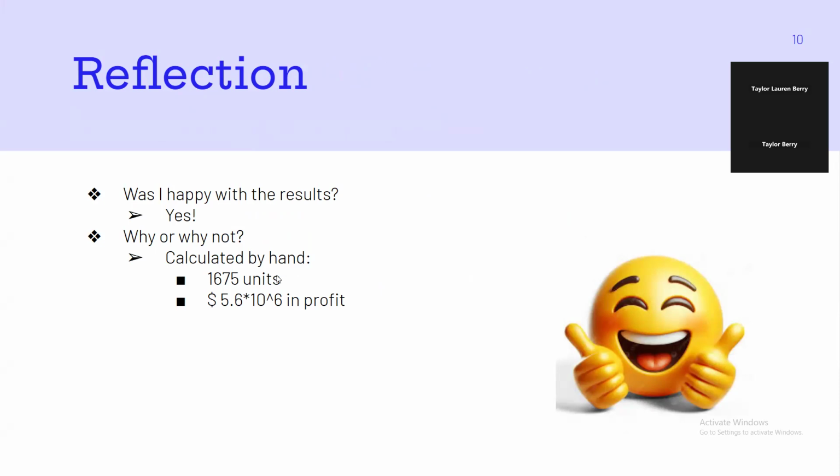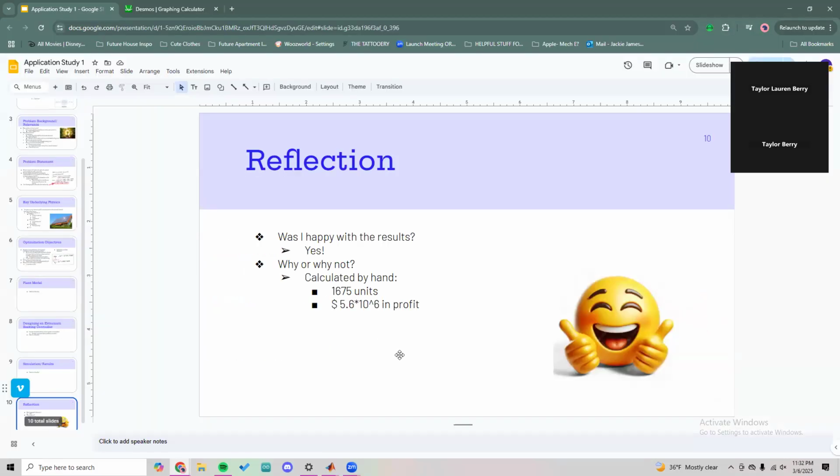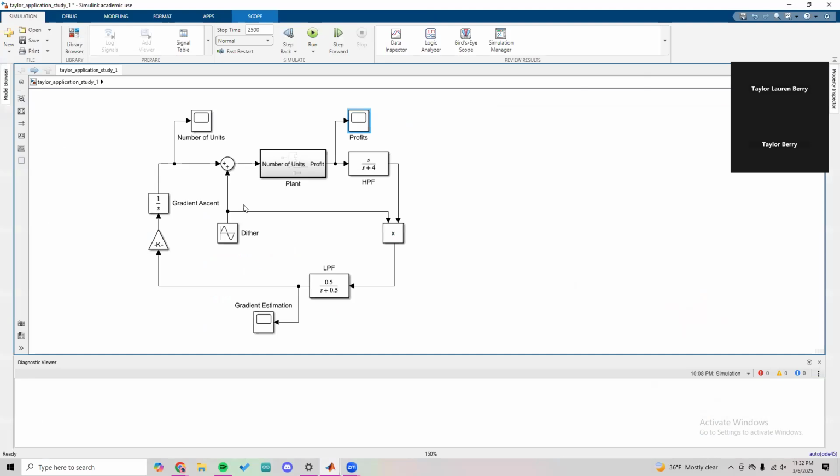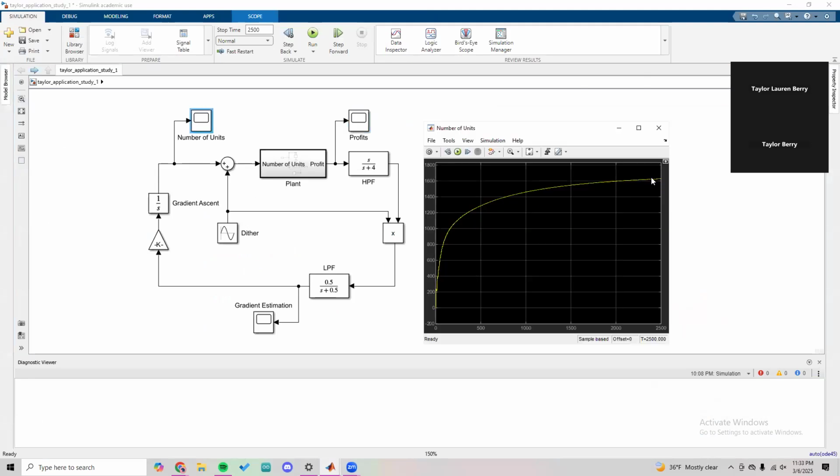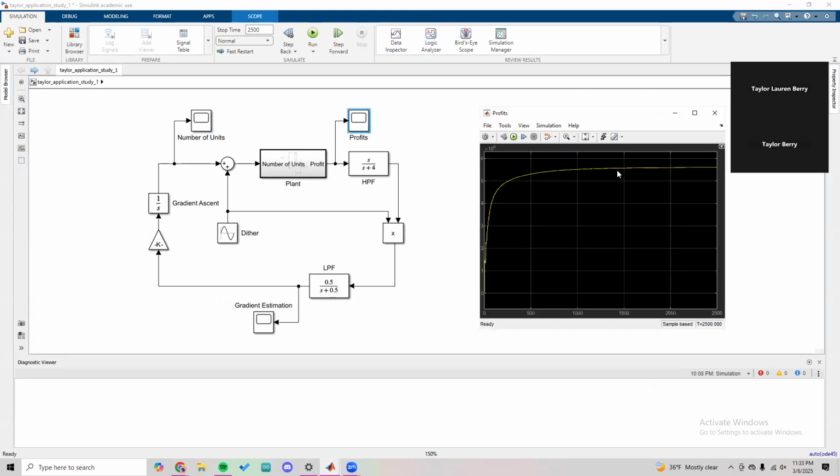So when calculated by hand, we get that 1675 units is where the maximum is, and then it's 5.6 times 10 to the 6 in dollars in profit. And if we bring up our model again, we can see that that's exactly what we get over here, right? So it's 1600, a little bit over. And then profits, it's about 5.5 times 10 to the 6.